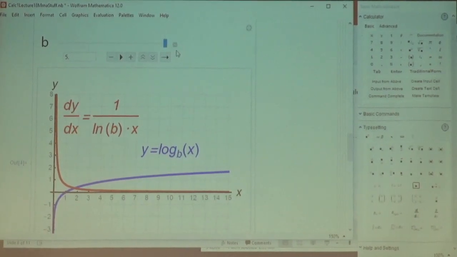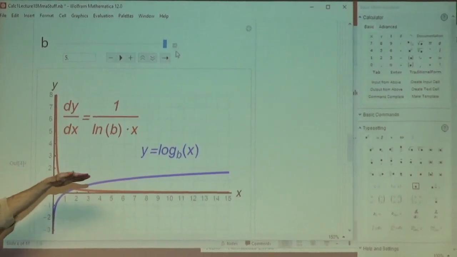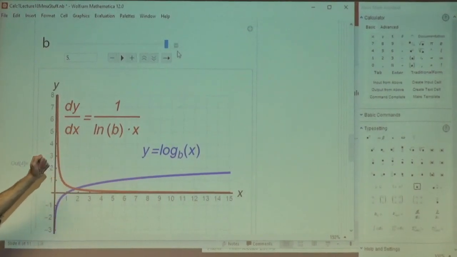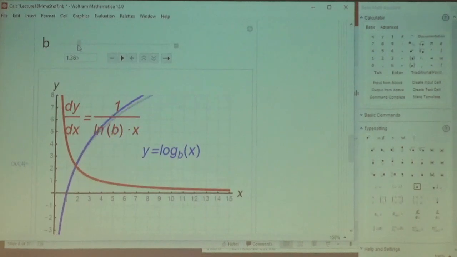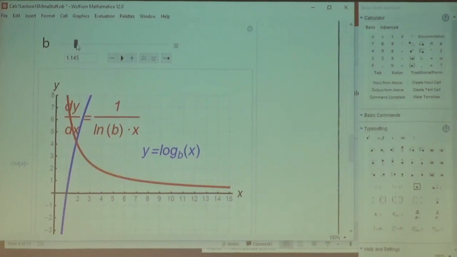It still does grow up to infinity, believe it or not, even though it gets really flat seemingly. It still ends up going off to infinity. If b is small, like less than e, 2 or 1.1 or something like that, then the graph of that logarithm grows seemingly very rapidly, at least compared to the other ones, and its derivative is higher.